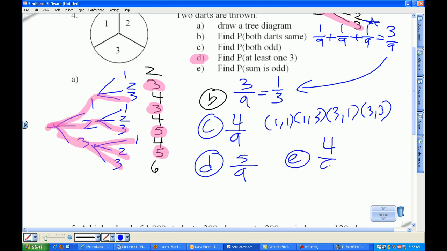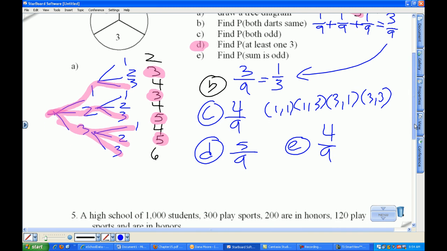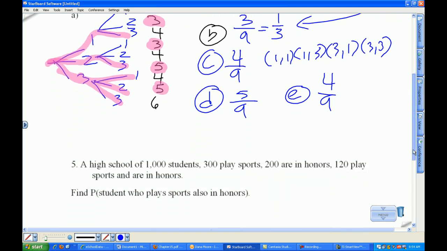4 out of 9. Sometimes when it's a small number of outcomes, a tree diagram, might as well just use your tree diagram to help you answer the questions.